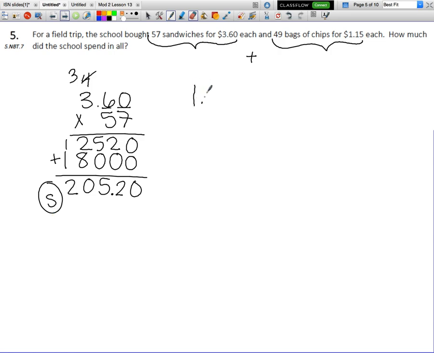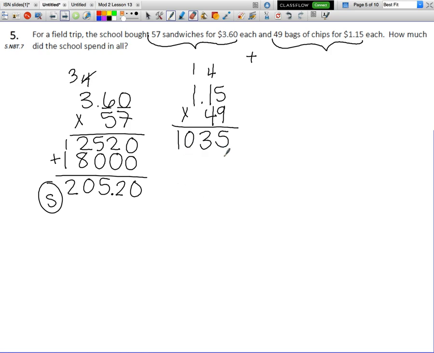So now we need to find out how much they spent on chips. So it was $1.15 per bag for 49 bags. And now we multiply. 9 times 5 is 45. Carry my 4. 1 times 9 is 9, plus 4 more is 13. 1 times 9 is 9, plus 1 more is 10. Sorry, not 11. Okay, 10.